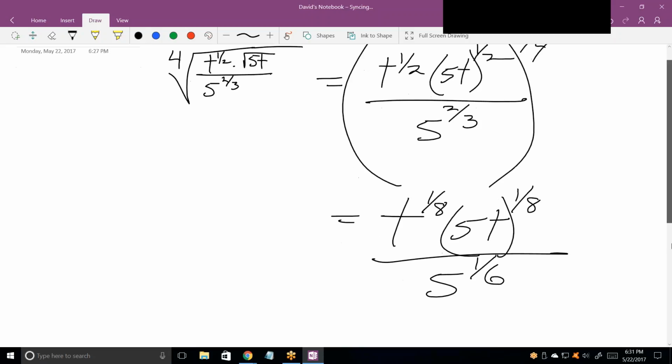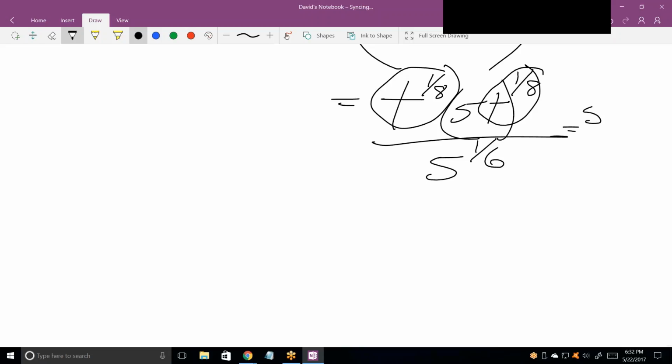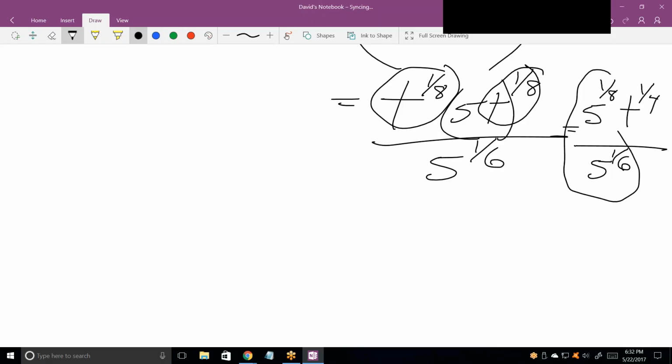Now, I can do some simplification here. Notice that everything is being multiplied. There's nothing being added or subtracted. So t to the 1/8 times t to the 1/8 is what? T to the 2/8, or 1/4, sorry, t to the 1/4. So I have the 5 to the 1/8 times t to the 1/4. That's my new numerator, all over 5 to the 1/6. Now, what can I do with that?